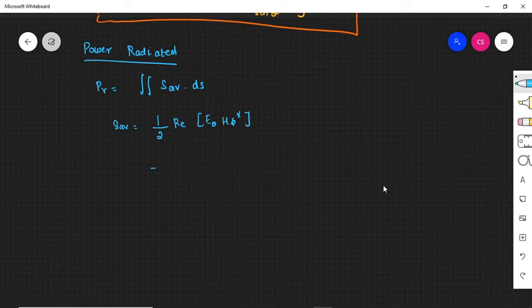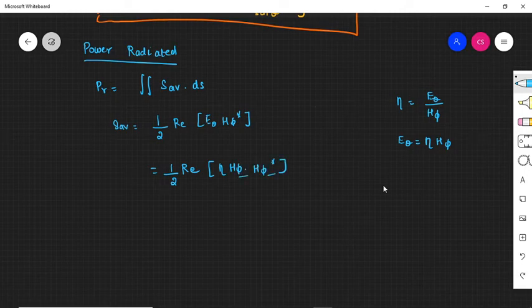So we can write this as 1 by 2 into real part of, we know that eta is equal to E theta by H phi. So E theta is equal to eta into H phi. So I'm going to write this as eta into H phi into H phi conjugate. What is A into A star? We know it is A square. So this will become eta by 2 into modulus of H phi the whole square. This is going to be your average power density.